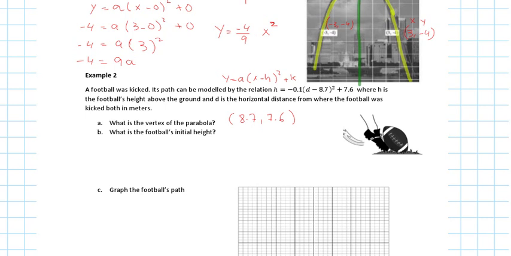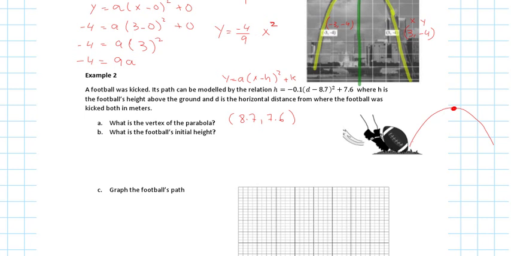What does the vertex represent in this scenario? Top of the arc, the highest point the ball was kicked. That's right. The highest point that the ball reached. So this point is where I kick the ball. It's going to go up and then it's going to go back down, right? So that point represents the highest point that the ball has reached. We're going to talk more about it later.